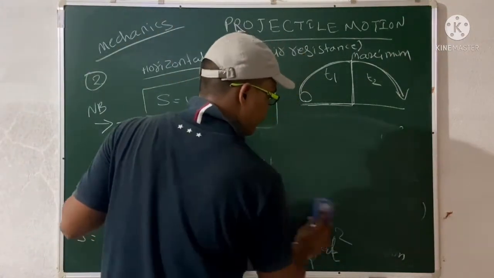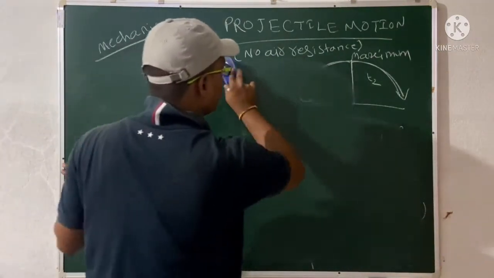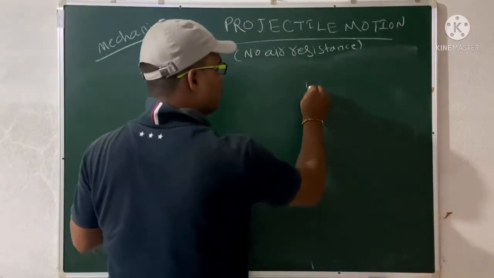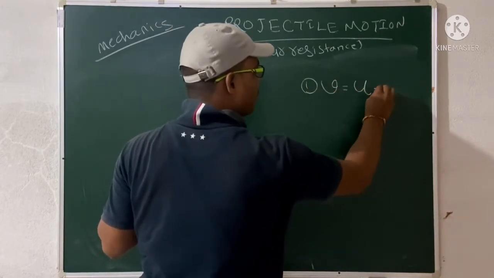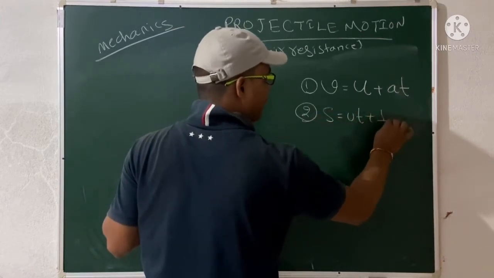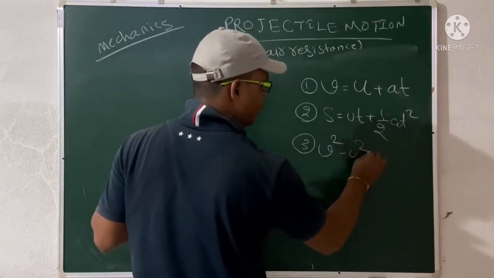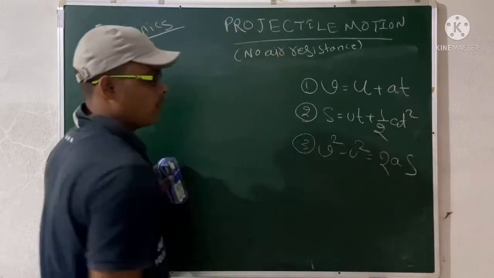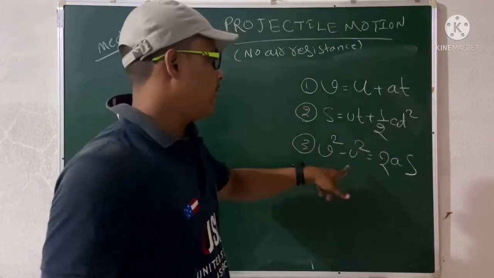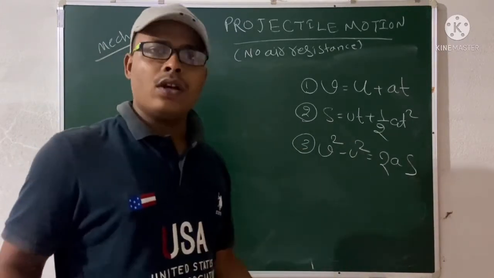Then the third one. So there is no resistance. Remember, the first one is v equals u plus at. The second one is s equals ut plus half at square, and the third one is v square minus u square equals 2as. Here v is the final velocity, u is the initial velocity, a is the acceleration, and s is the distance. This is the horizontal distance, maybe the vertical distance.